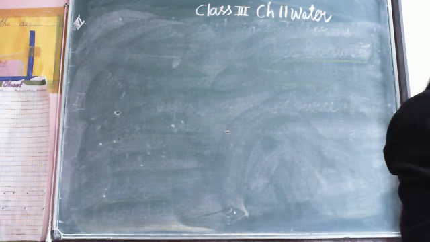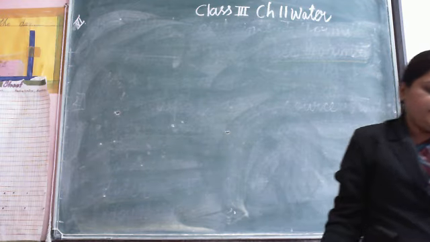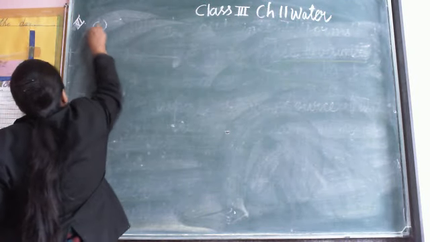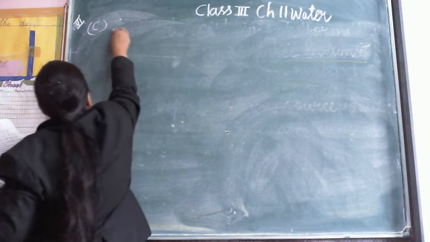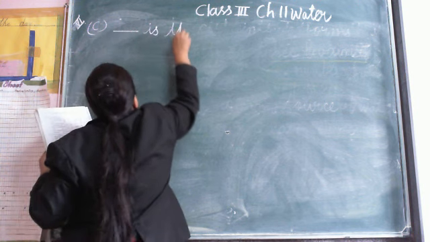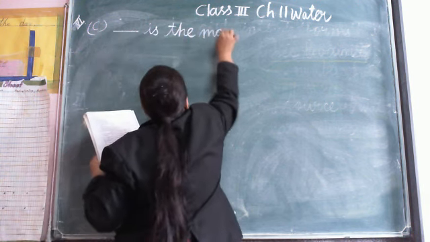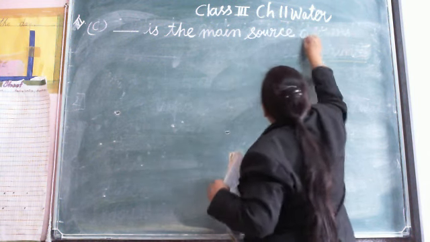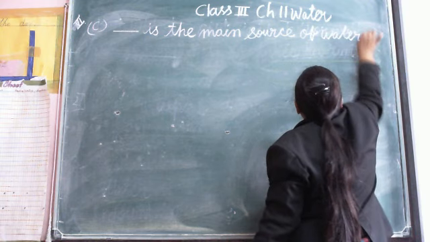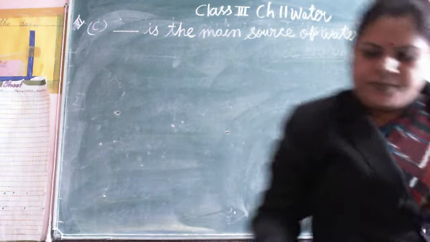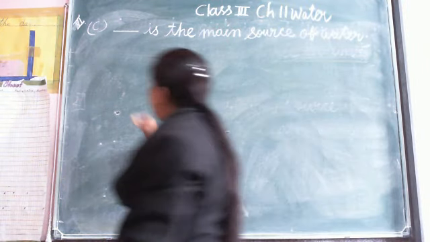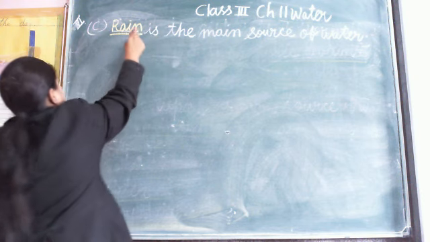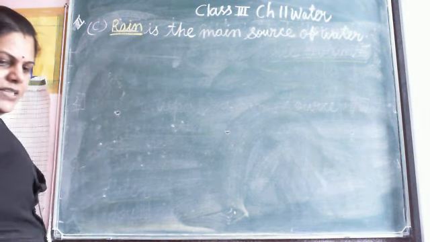Okay, now we will do number C. Fill in the blanks with the correct word. Exercise number C. Dash is the main source of water. What is the main source of the water? Yes, rain. Rain is the main source of water. So I will write rain over here.